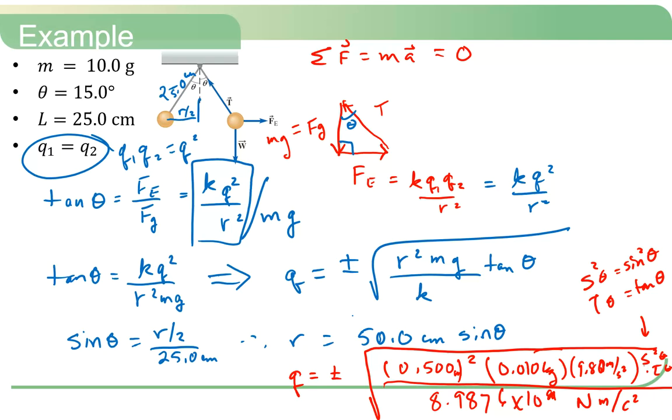What was your question? Why put it at the end? Because I want to put my trig functions at the end. It's a random choice. Right, so this is sine squared theta times tangent theta at the end. Or if you really wanted, you could have put times sine cubed theta over cosine theta.